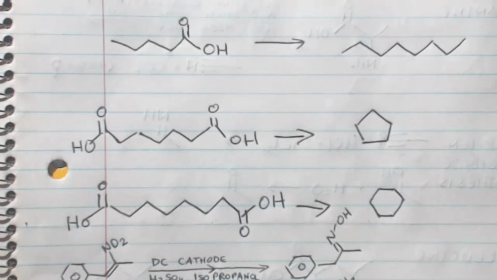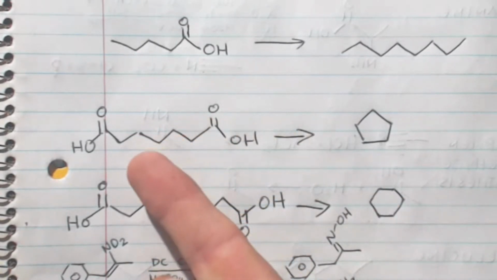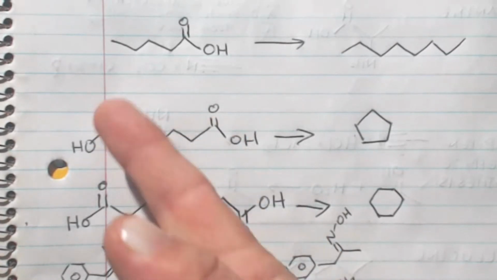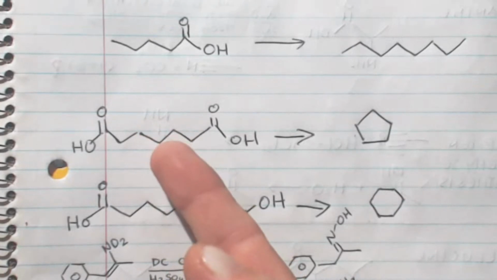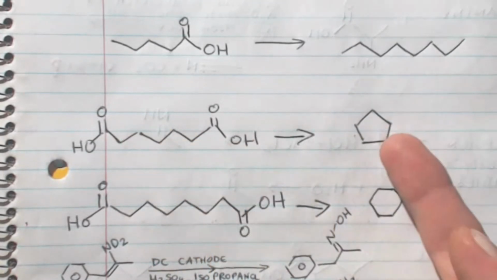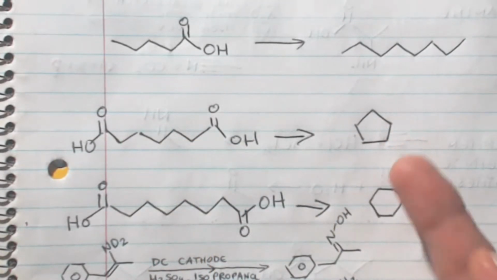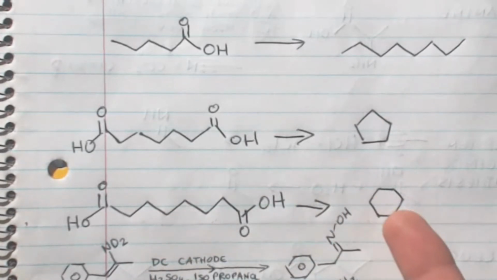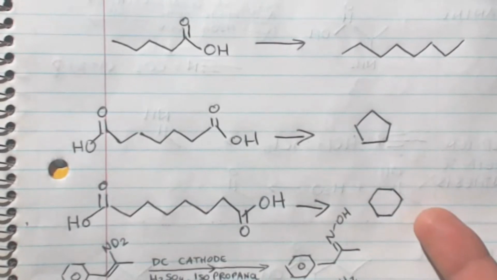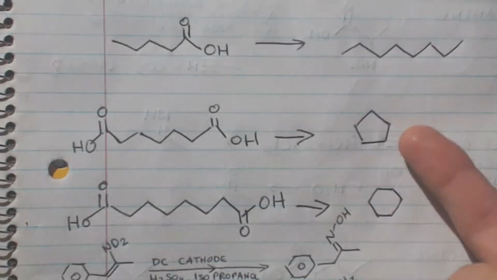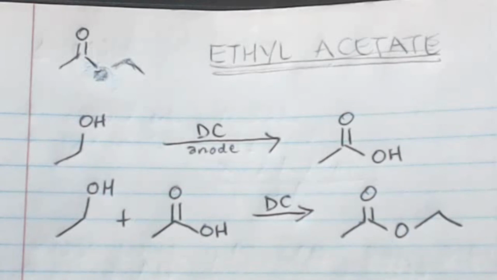I'm just doing generic equations in this video. But you can see there's 5 carbons plus the 2 carbons for the carboxylic acids. They disappear, so you're left with the 5 carbons that linked up, and you got cyclopentane. This one you have 6 carbons plus the 2. That's 8 carbons total to get cyclohexane.